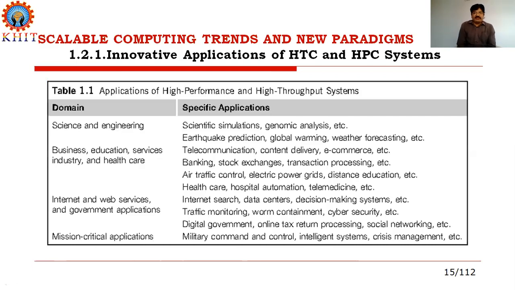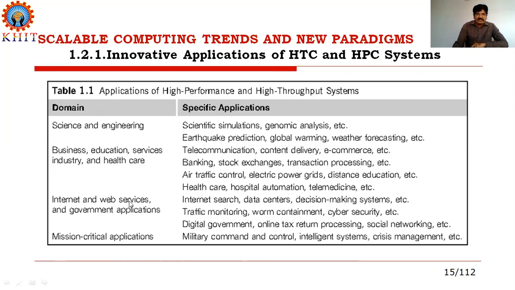And what are the various applications supported by HTC, high throughput computing, and high performance computing systems? We'll discuss this in this slide. If you observe here, various domains are available. Science and engineering is one domain. Business, education, and the healthcare industry is another domain. Internet, web services, and government applications is another domain, and there are some more mission critical applications.